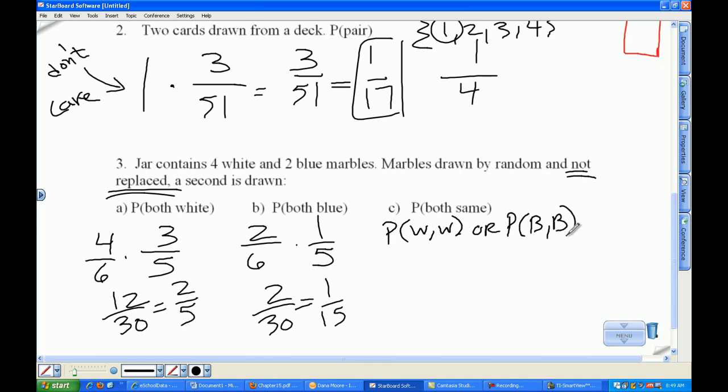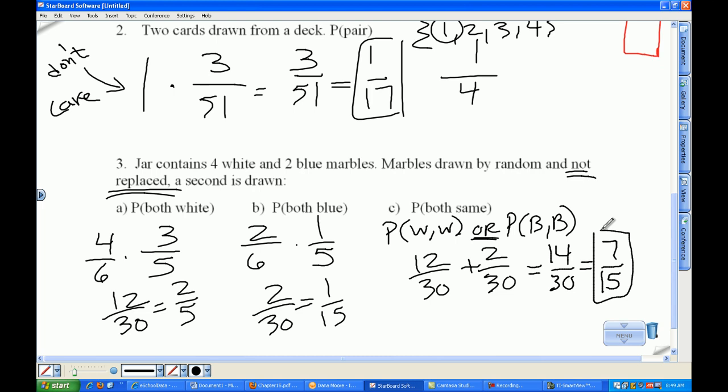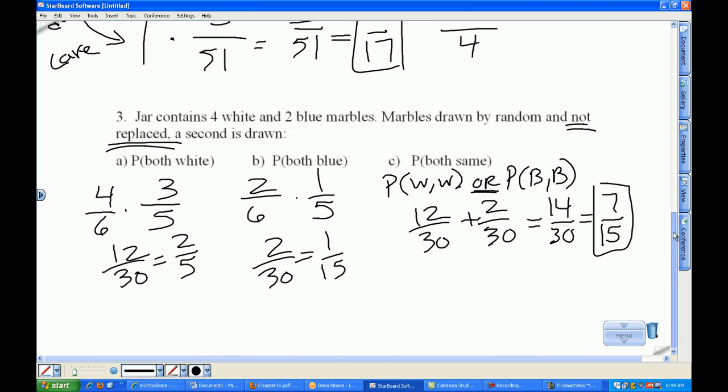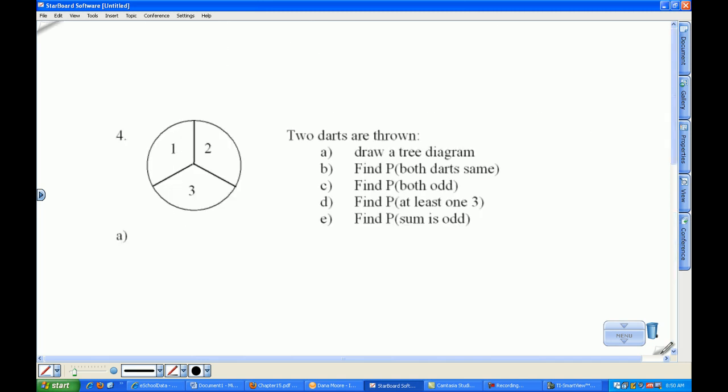Well, we figured out white and white in part A. It was 12 out of 30. I'm using the not reduced answer, so I have a common denominator here. Blue and blue was the part B answer, which was 2 out of 30. And this is an or. I don't care which one it is. I want one or the other. I add them up, 14 out of 30. That's 7 out of 15. Look for those hidden ors. Notice C didn't say OR, it didn't have the letters right there, but that was definitely an or question. White, white, or blue, blue.